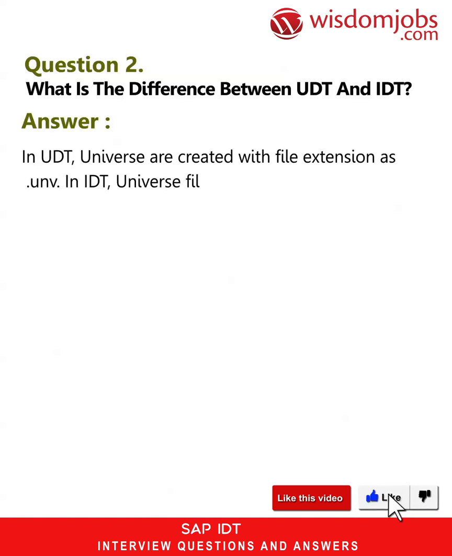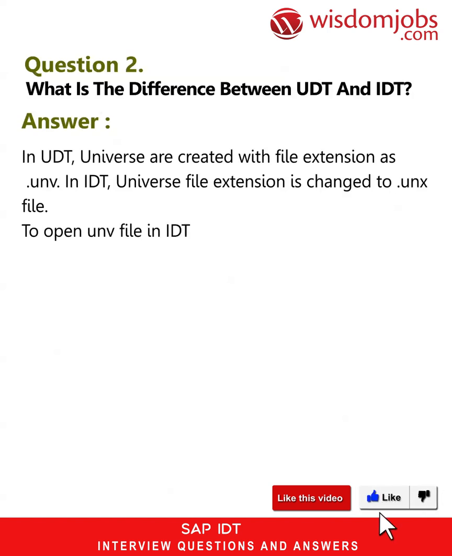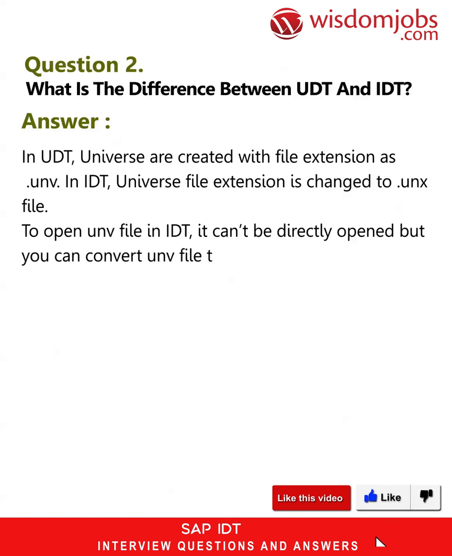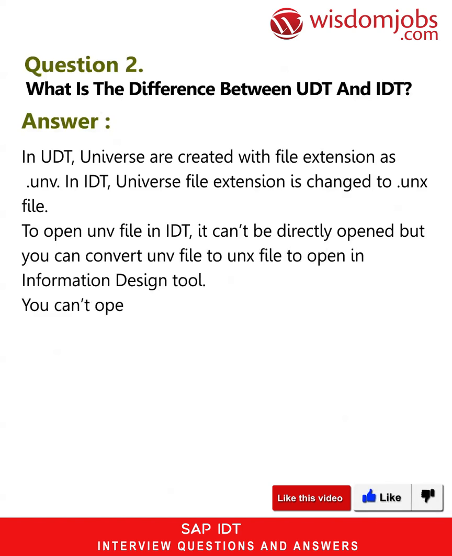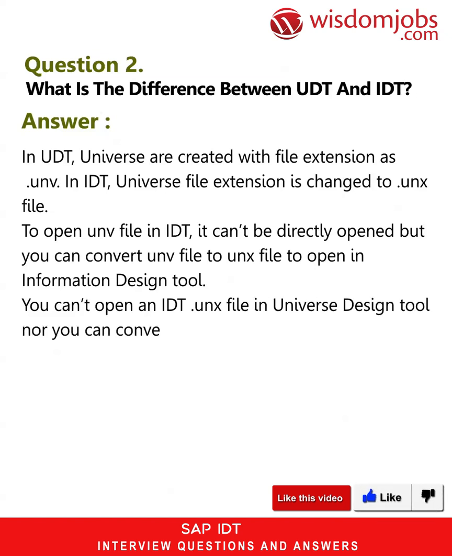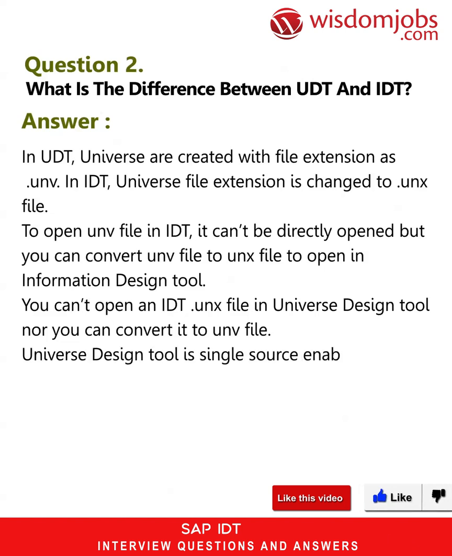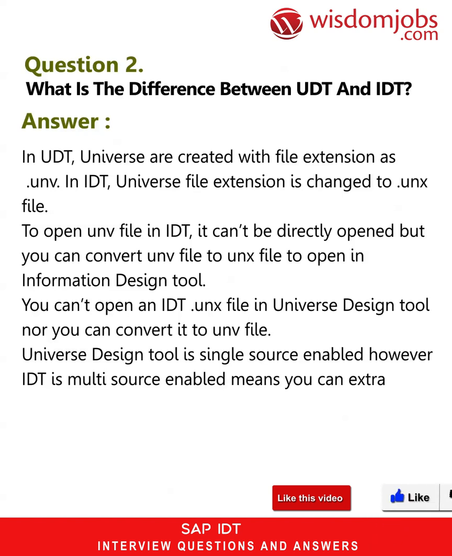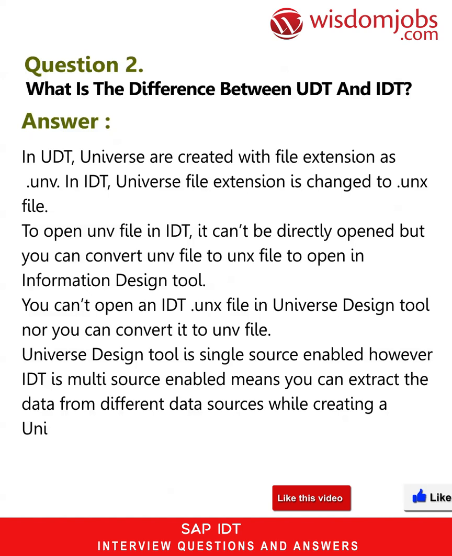In IDT, the universe file extension is changed to .unx. A UNV file can't be directly opened in IDT, but you can convert the UNV file to a UNX file to open it in Information Design Tool. You can't open an IDT .unx file in Universe Design Tool, nor can you convert it to UNV. Universe Design Tool is single source enabled, however IDT is multi-source enabled, meaning you can extract data from different data sources while creating a universe.